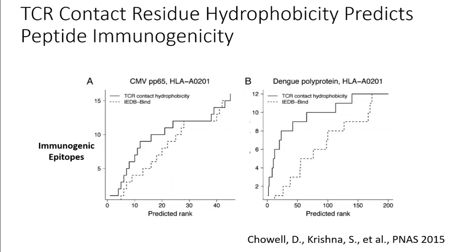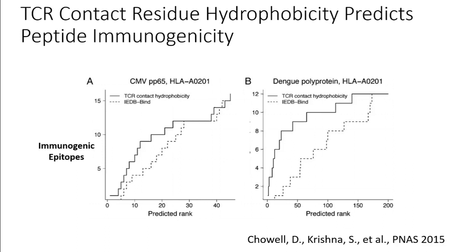Now, TCR contact residue hydrophobicity was used to develop a prediction model for immunogenic T-cell epitopes, and the model was used to rank peptides that had been previously shown experimentally to be immunogenic. So this is the predicted rank of the peptides of a CMV or cytomegalovirus protein called PP65, and here for a dengue protein called dengue polyprotein. So this is the predicted rank according to an algorithm, and this is the immunogenic epitopes according to experimental data.